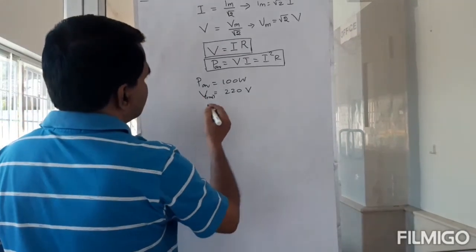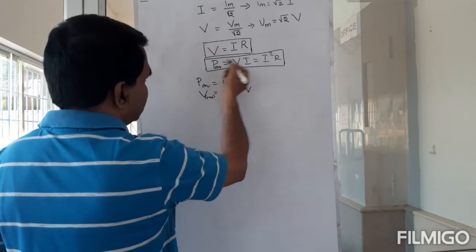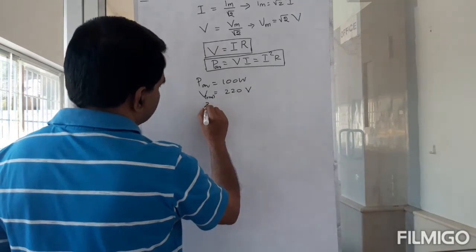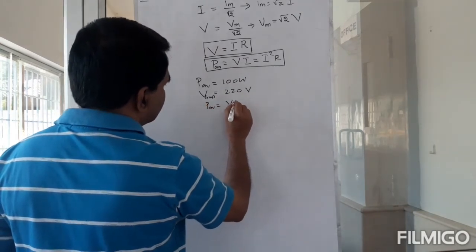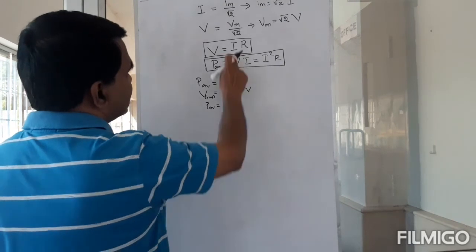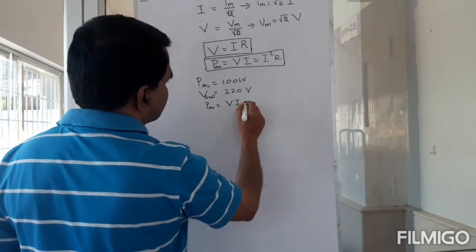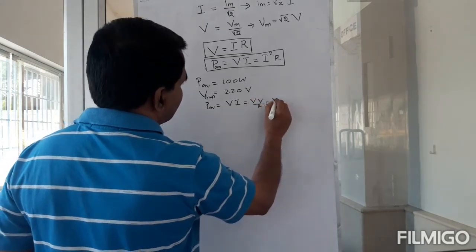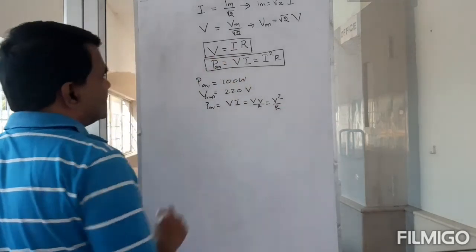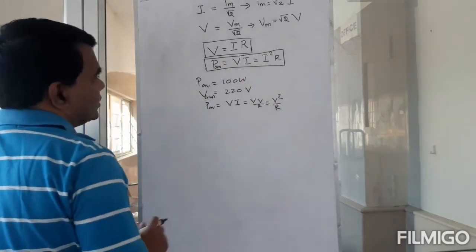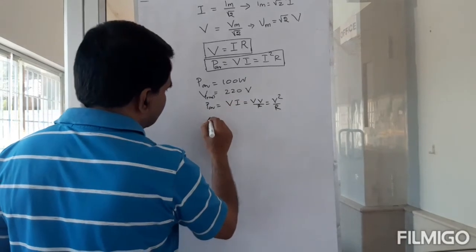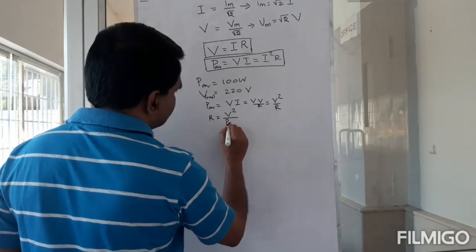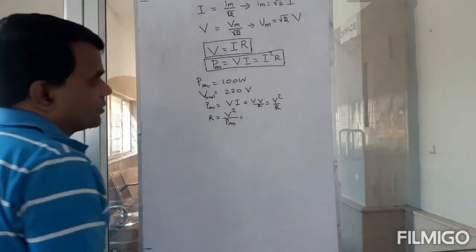What would that be? So we know that power is equal to VI. P is equal to V into I, and I is equal to V by R. So this will be V into V by R. So V squared by R, just like the DC. But here it is RMS. So if you want R, then R is equal to V squared by average power. V squared by power average.